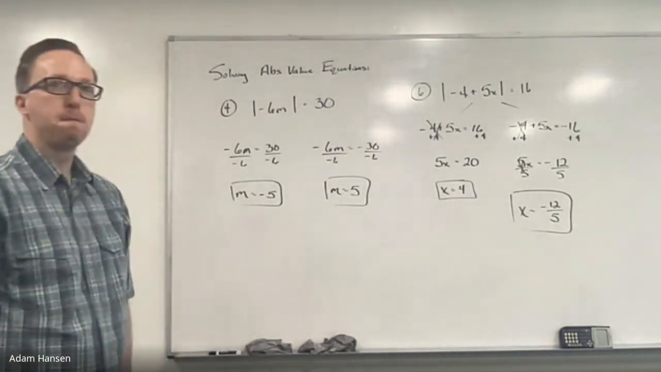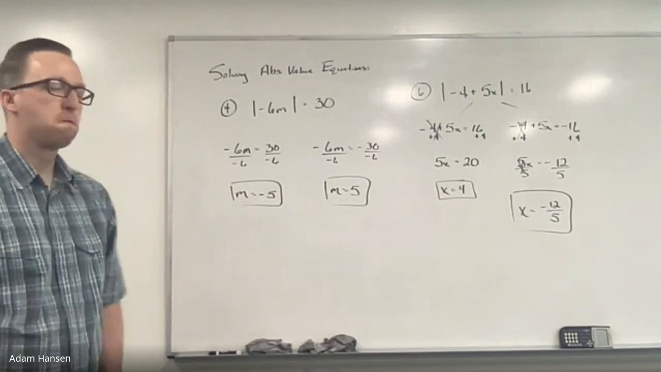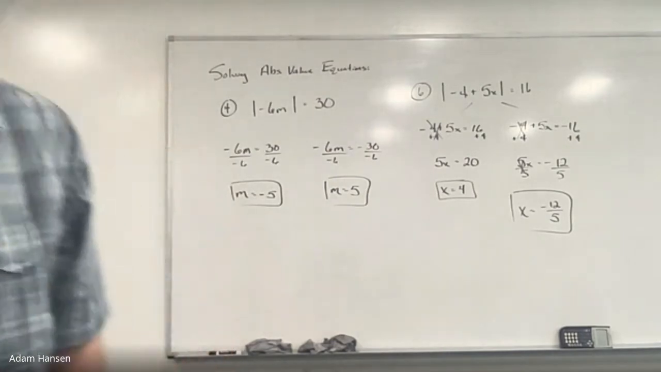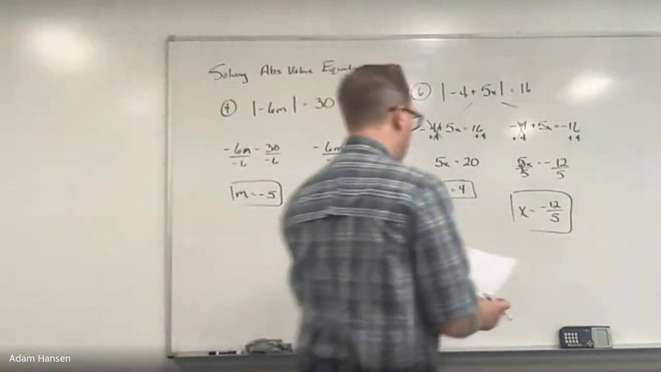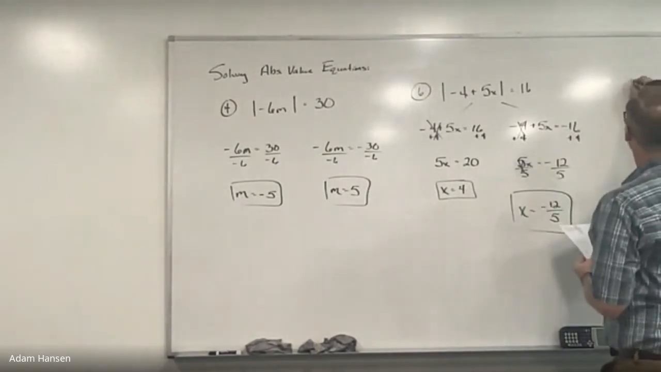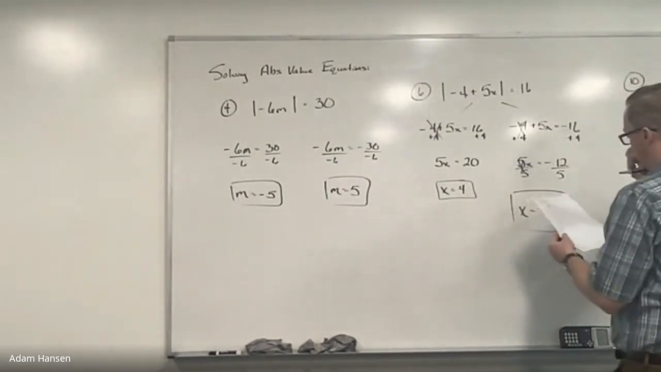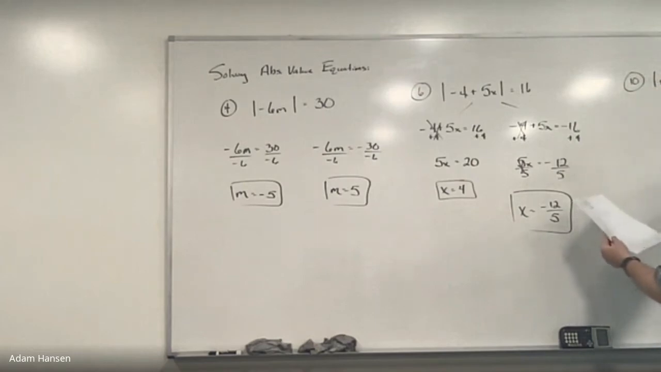Questions you guys have so far? Let's get down to 10. Bottom one. Absolute value of v plus 8 minus 5 equals 2.